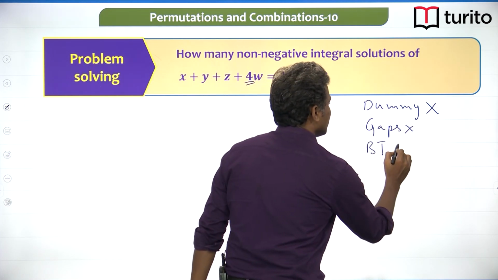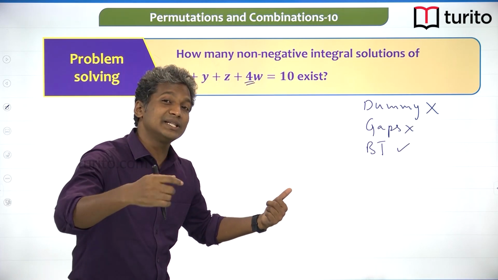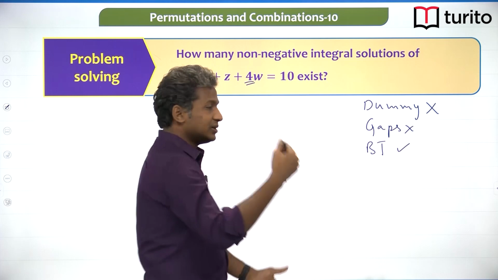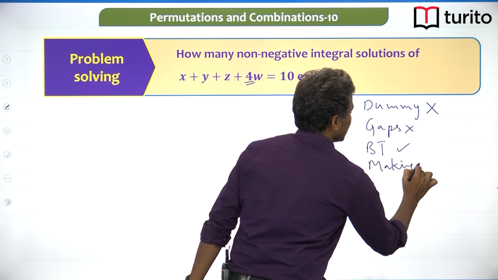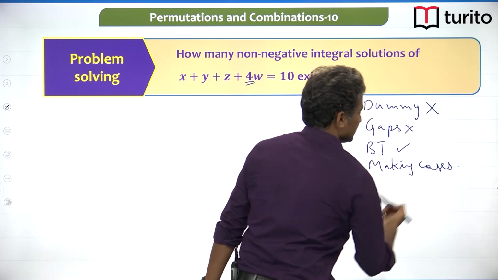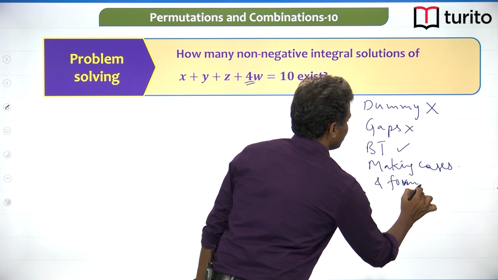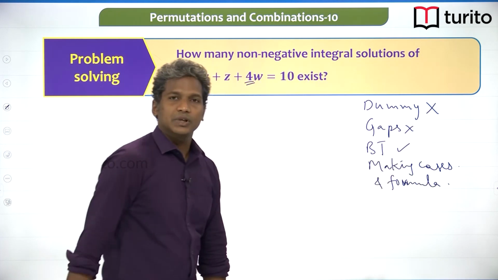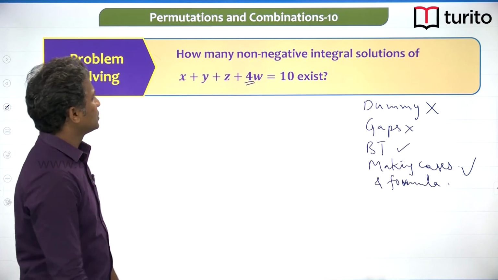Binomial method will still work out, and also making cases, which is our fundamental method that we learned in the initial lectures, that also will work. Okay. So if you make cases, you can take help of the formula and solve it. So this is another idea. We are going to solve this problem using these two ideas. So how do we approach?